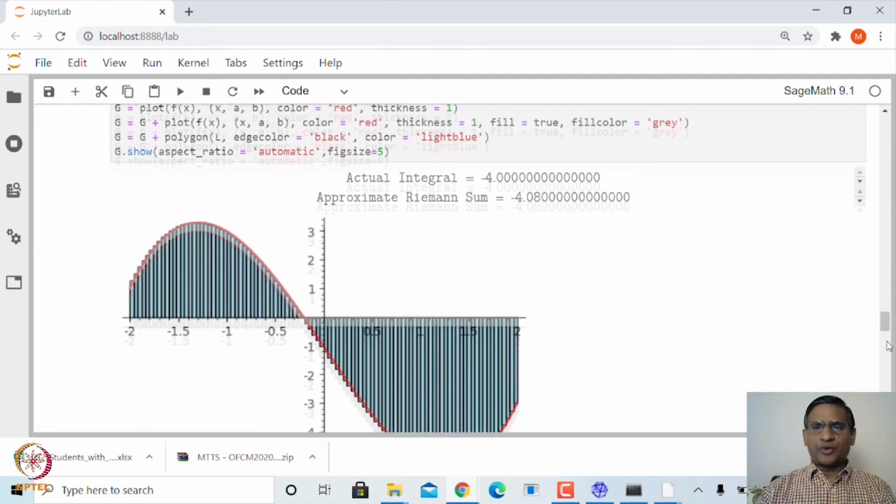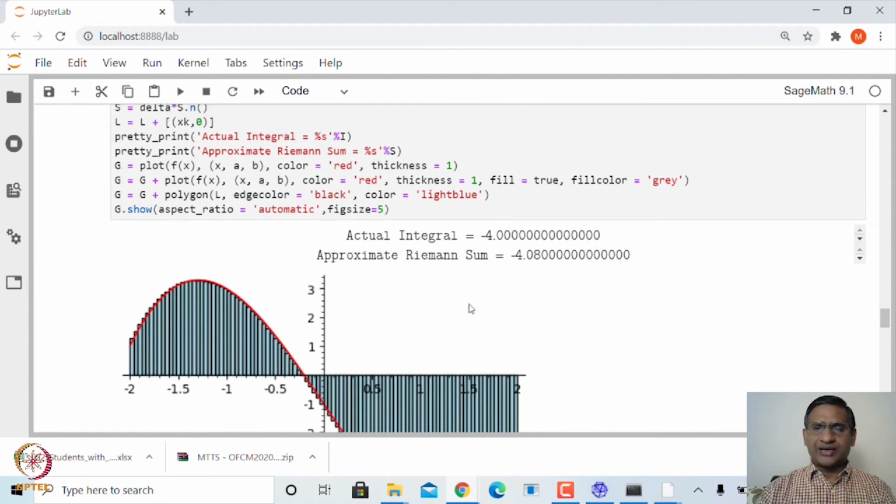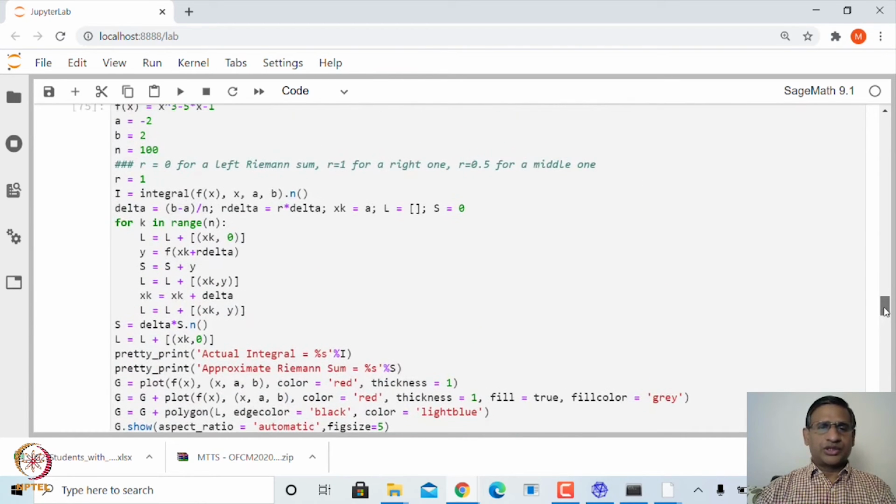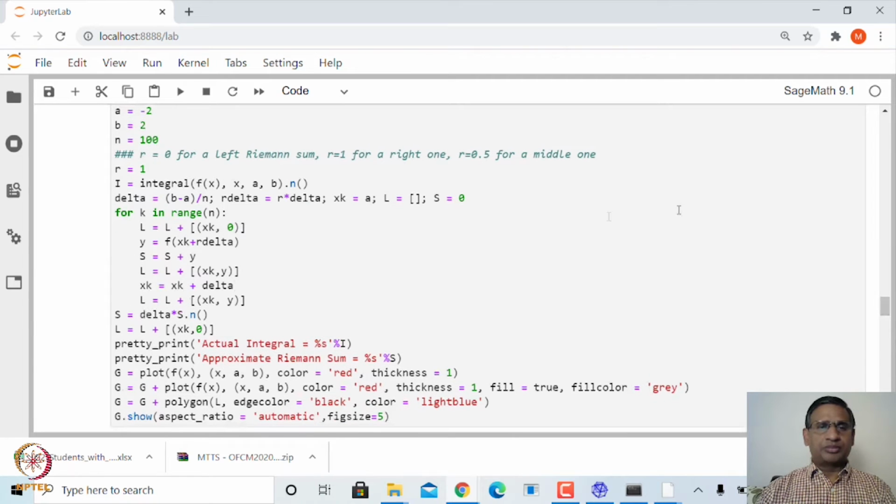So, this is the right end point. You can see here, if you take the right end point, the approximate area is somewhat more than the actual area, a little bit more. Right. So, this code you can, for example, look at, this is fairly simple.